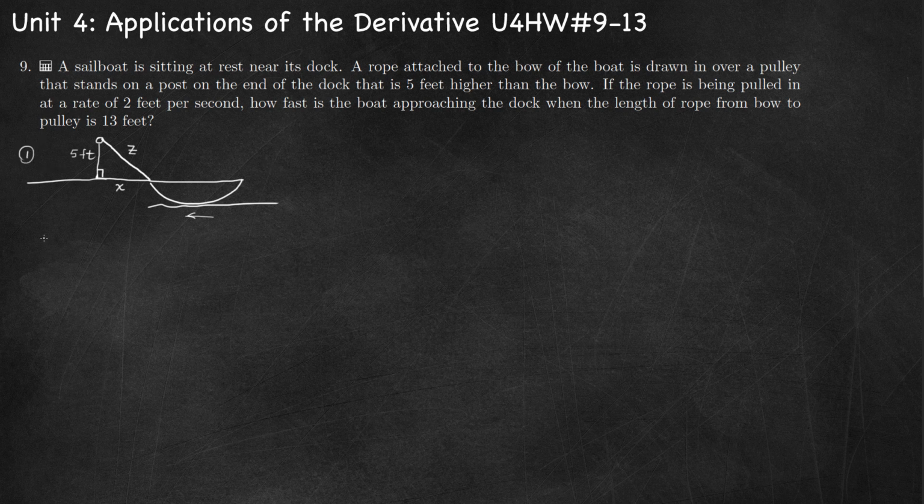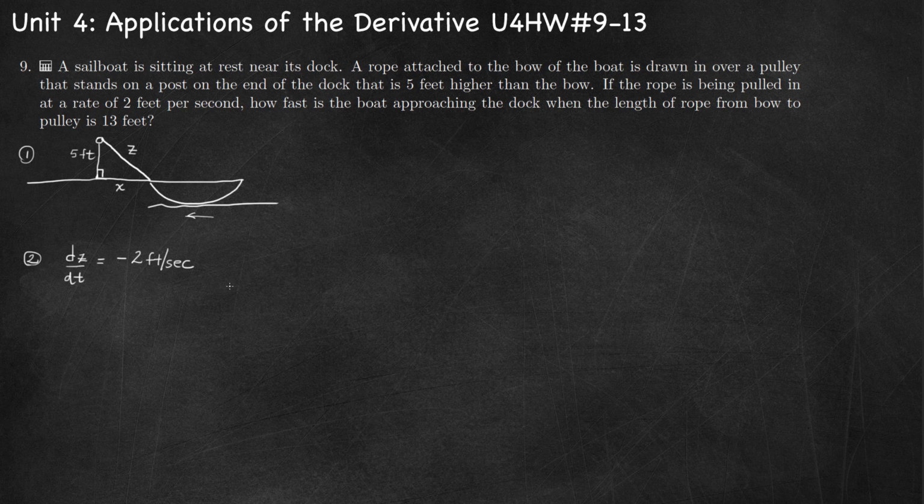So step 1, we drew and labeled our picture. Step 2, we're going to identify the rate that we're given. It says the rope is being pulled in at a rate of 2 feet per second. That's referring to z, the rate of change of z with respect to time, so that would be dz/dt. dz/dt is 2 feet per second. But since the rope is drawing the boat in, the length of z is actually getting shorter as the boat approaches the dock. So it's negative 2 feet per second. That's the rate that we're given.